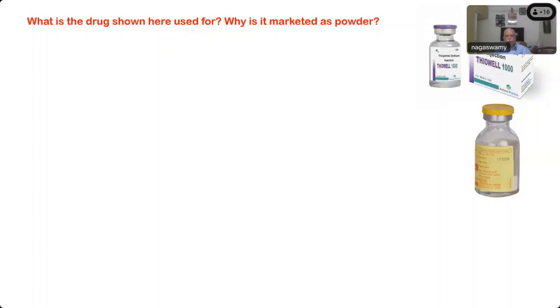Why is it marketed as a powder? You can see it is alkaline in nature. It is alkaline in nature and unstable in solution. What is this drug used for, first of all? Induction agent. Thiopentone was an intravenous induction agent for anesthesia. Okay. Any other indications or any other usage of this drug?